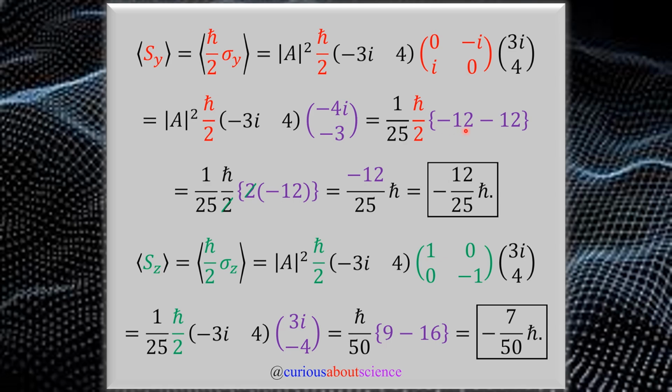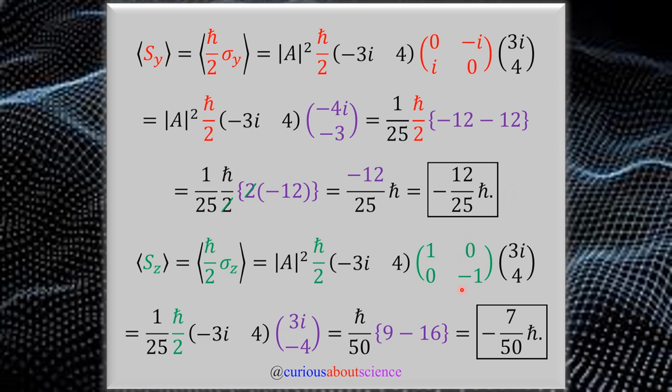You see we get negative 12 and negative 12, all real, even though we had i's here. So there you go. Cancel, cancel, because you have two factors here. The factor of 2 from this and the factor of 2 from h bar over 2 cancel away, and we're left with a negative 12 over 25 h bar. Easy enough to deal with.